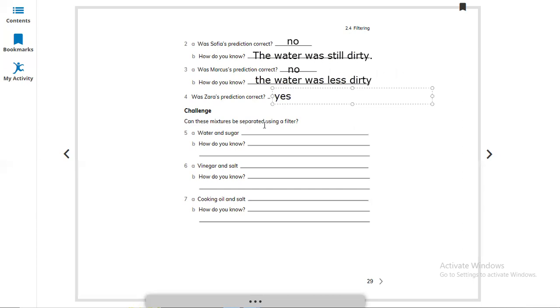Can these mixtures be separated using a filter? Yes or no? Obviously, water and sugar. We are talking about a filter. So this one, no. Why? Because sugar is soluble in water. When you put sugar or salt in the water, it is soluble, so it's not easily separated with the filter. So we can write here, sugar is soluble in water.